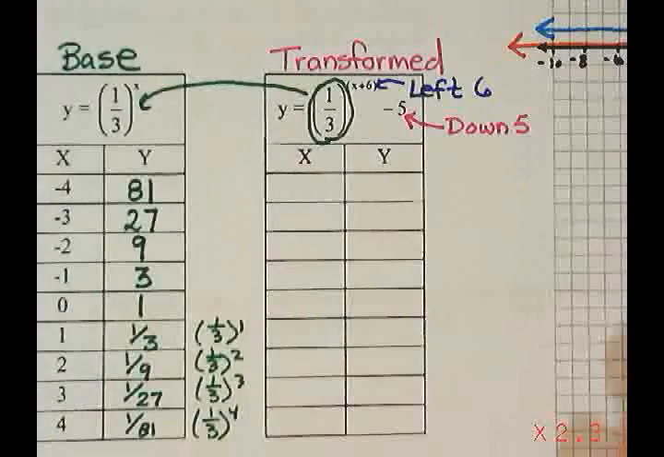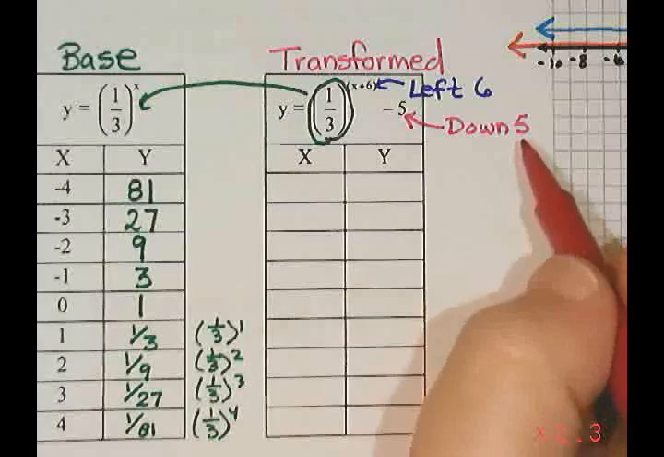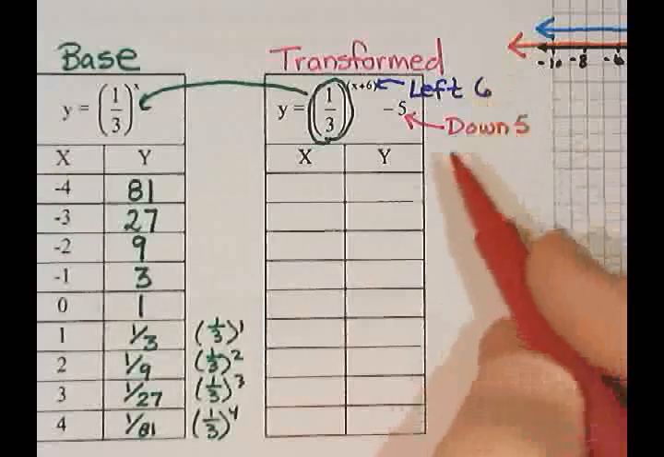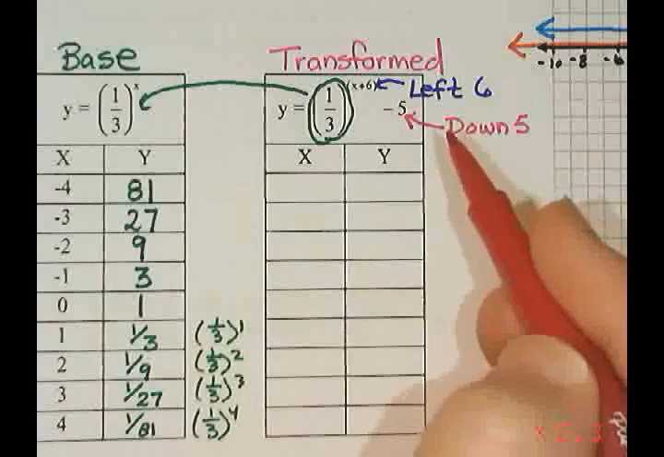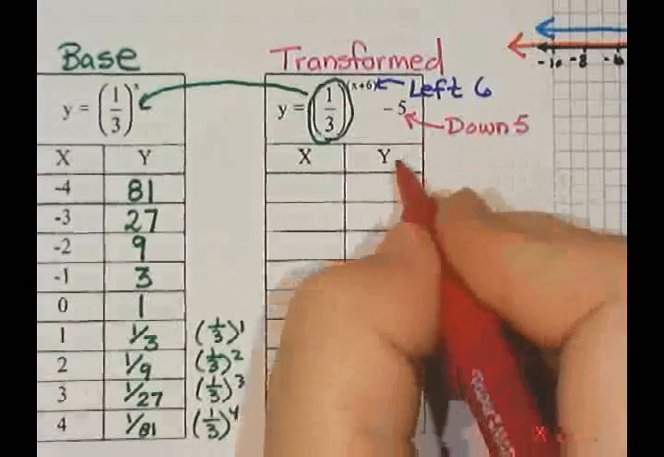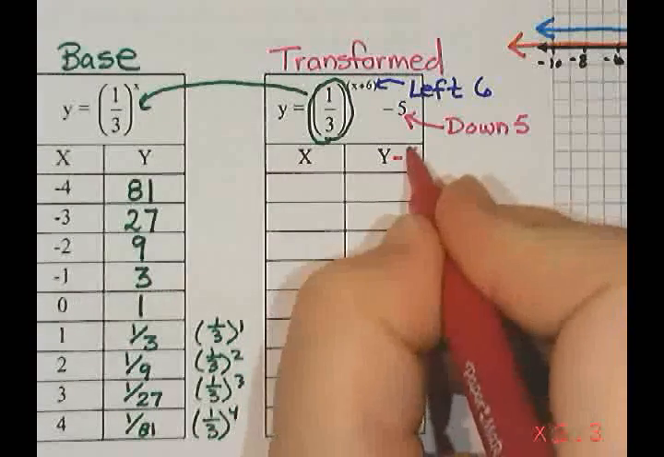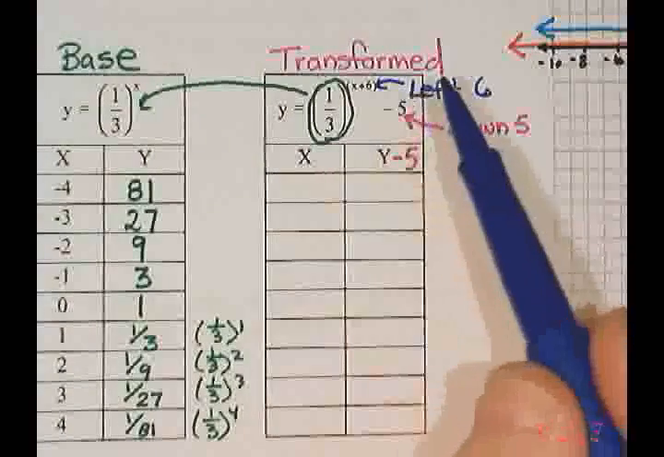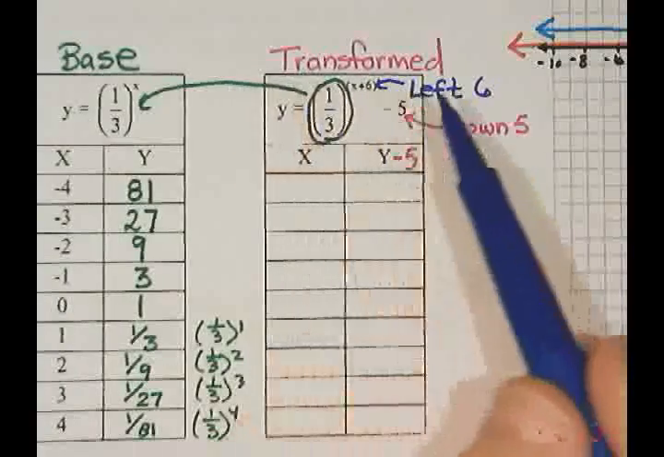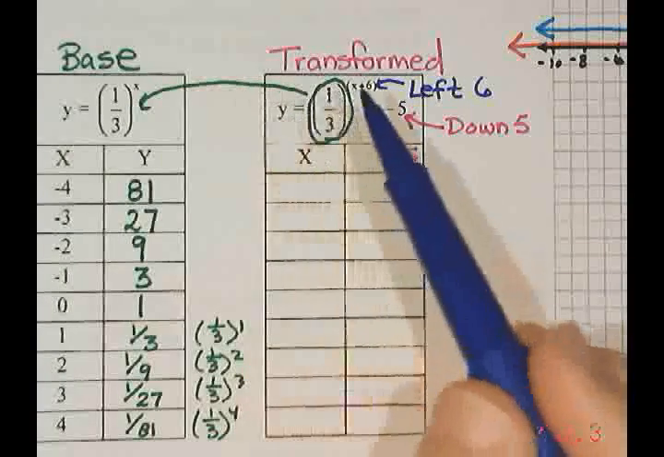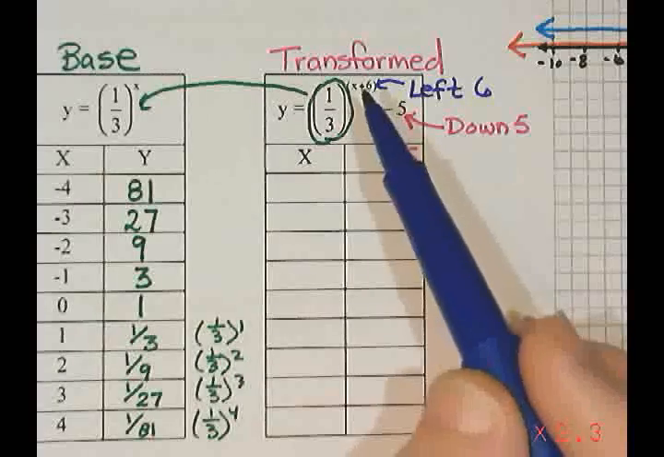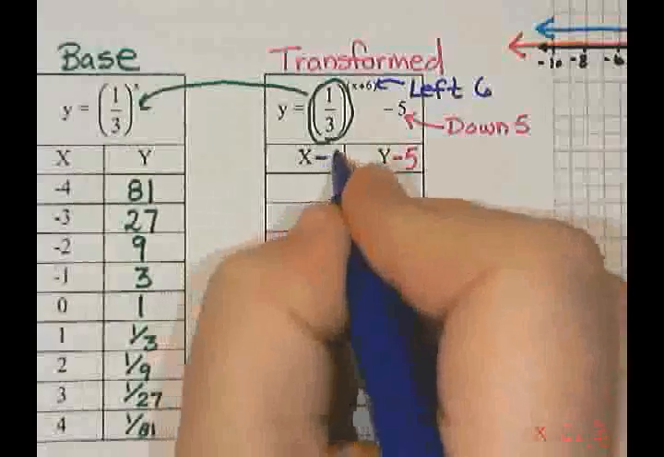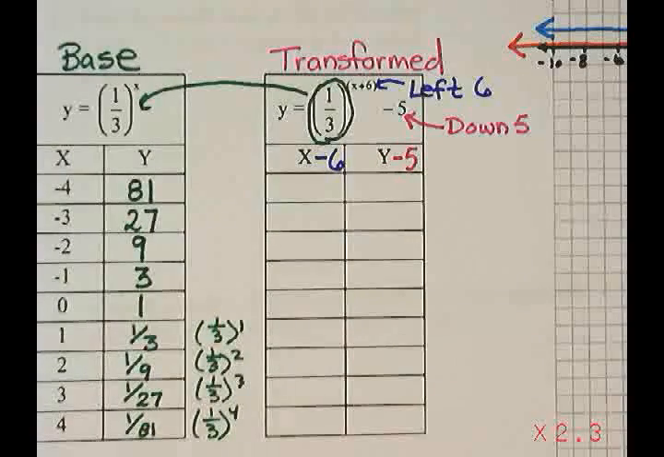So this is where I ask myself, what does it mean to go down 5? Does that change the x, or does that change the y? Well, it's moving up and down, that's vertical, so it should change the y. Since we are going down 5, we're going to subtract 5 from my y. For the x's, we're going left 6, so that's changing my x value, since we're moving on the x-axis to the left. The bracket always lies to us, so we do the opposite of what we see. If I see a +6 here, we're going to end up subtracting 6 from my x's.